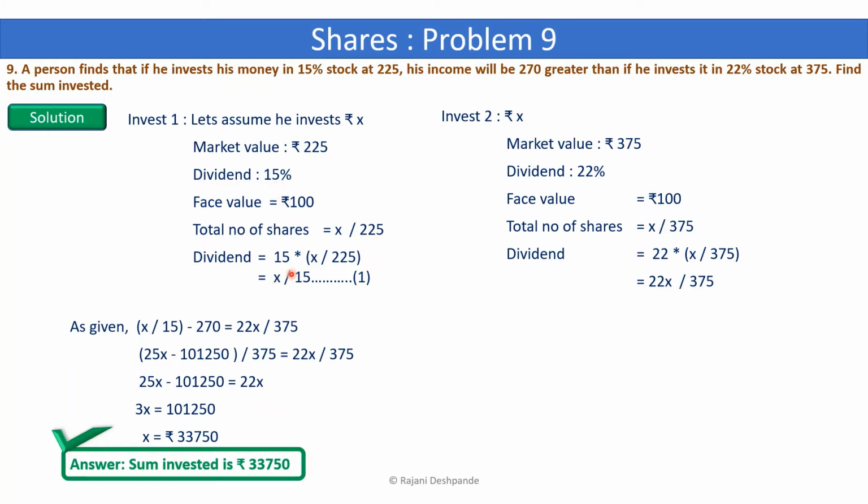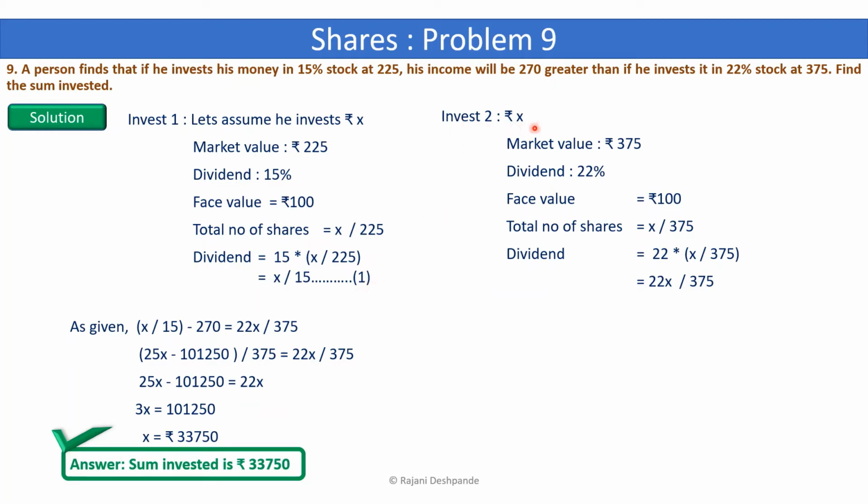So the total number of shares is X divided by 225 and the dividend is 15%. So 15% on rupees 100 is 15 rupees. So 15 into the number of shares, so 15 into X upon 225. After cancellation, 15 15s are 225, so you will get X upon 15. Let us call this equation 1.